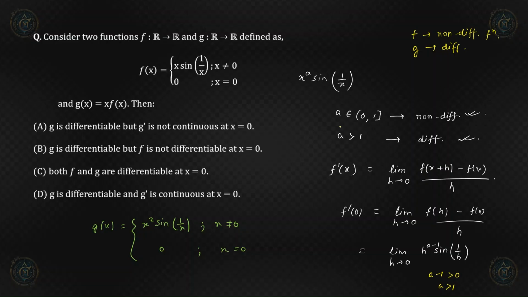Now in the option it says G is differentiable but G dash is not continuous at x equal to 0. Okay, so this thing is very much important. We know differentiability at a point does not imply that the derivative of the function is continuous at that point. We have to verify this by using the derivative of this function. So we first calculate the derivative of G(x) and then check the continuity of the derivative at x equal to 0. We cannot directly say that if G(x) is differentiable, then G dash is continuous at x equal to 0. Okay, so let us check.